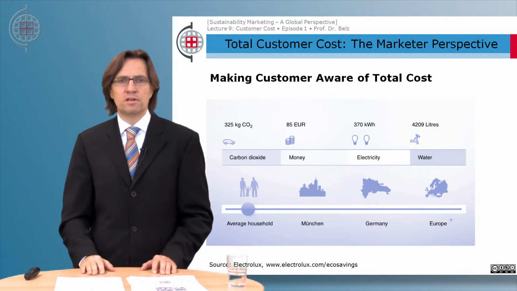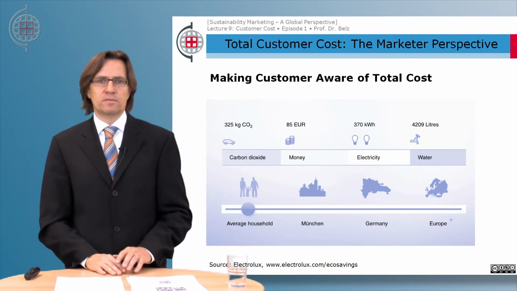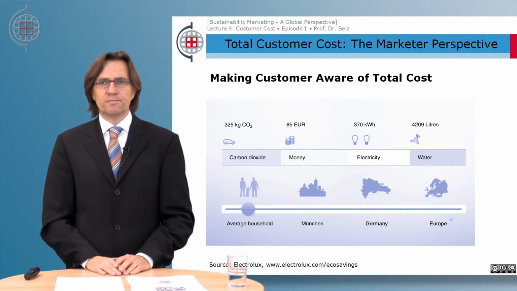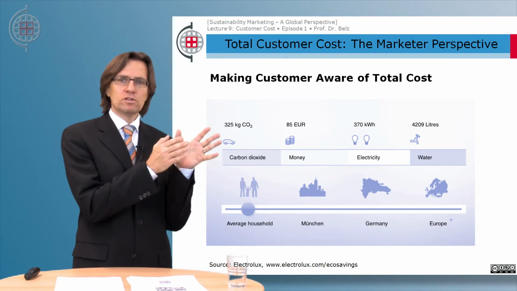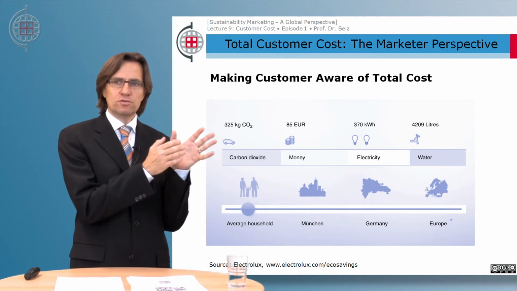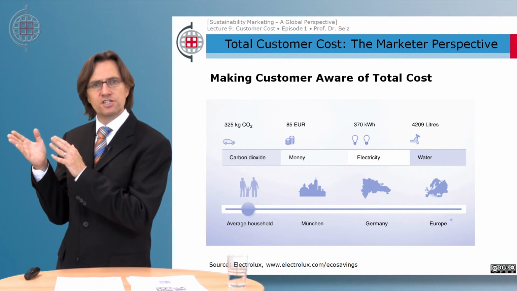Here's a good example from Electrolux. It's a kind of calculator, and they show how much money and how much energy and CO2 emissions you can save by switching from an old conventional washing machine to a new energy efficient and water efficient one.